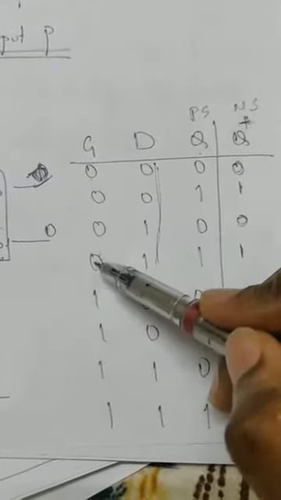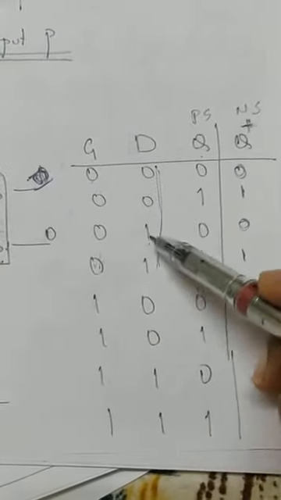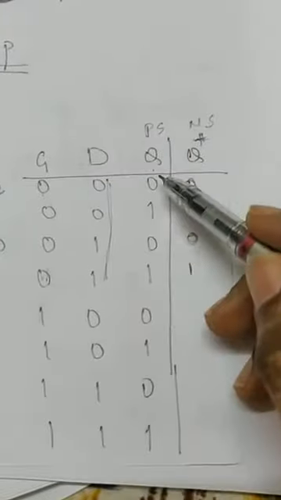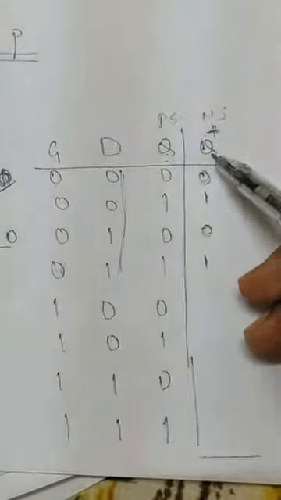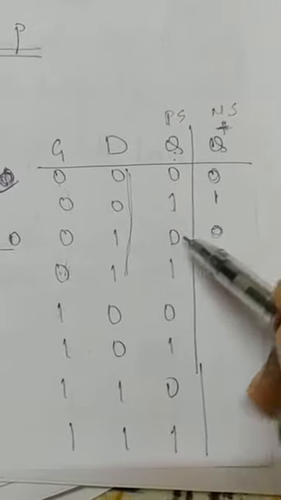Why the same thing? Because the gate is closed, gate is 0. So whatever input you give with respect to D, it never takes it into consideration. It never performs its operation. When it is not going to perform any operation, it will retain its previous state. Previous state Q, next state is Q plus. 0 means 0, 1 means 1, 0 means 0, 1 means 1, like this.